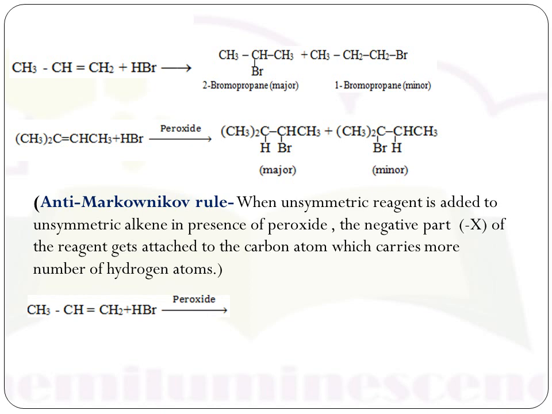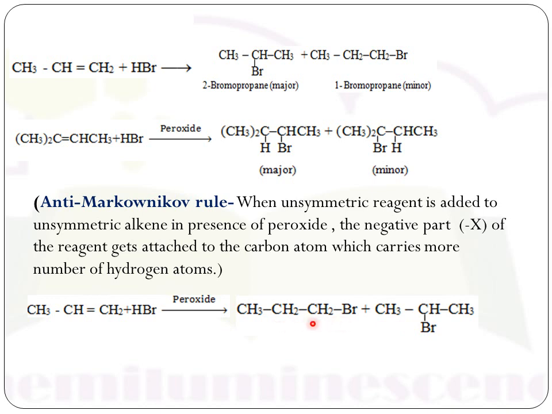Let's see one more example. It is similar to the first example, only there is a presence of peroxide. The two products obtained are similar to the first example. Only what is changed? The quantity is changed. One is 1-bromopropane and the second one is 2-bromopropane.